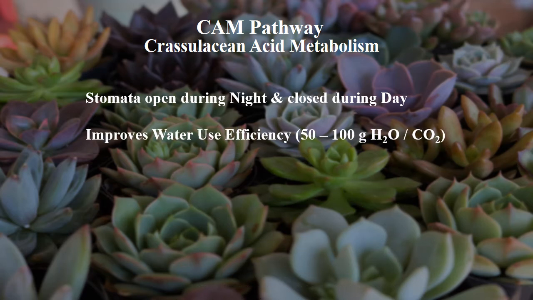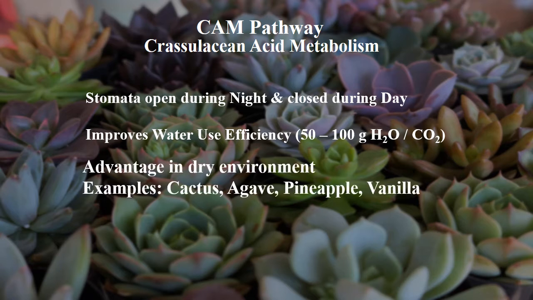Moreover, the CAM pathway has improved water use efficiency. Here, for each carbon dioxide gained, it loses nearly 50 to 100 gram of water, which is very little compared to the C3 and C4 cycles. C3 plants lose nearly 400 to 500 gram of water, and C4 plants lose nearly 250 to 300 gram of water for each carbon dioxide gained. So it is most advantageous in a dry or desert environment. Some examples of CAM plants are cactus, agave, pineapple, and vanilla.